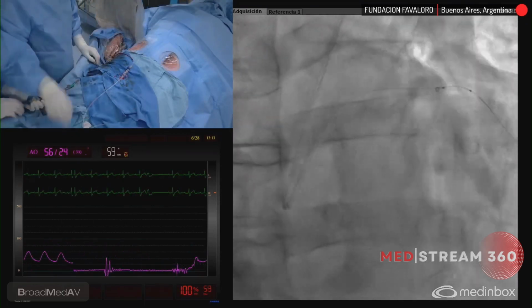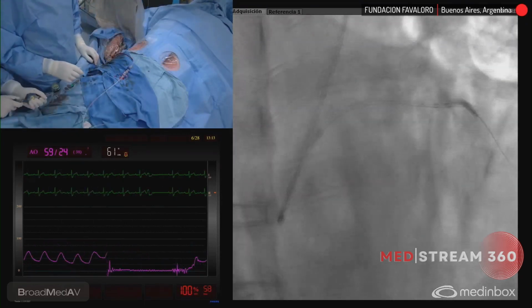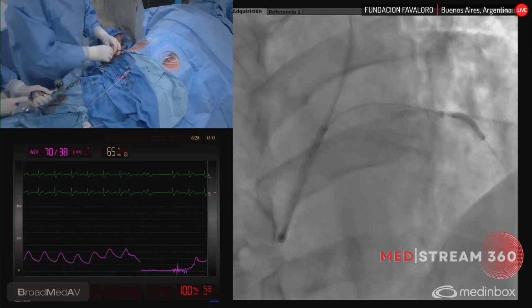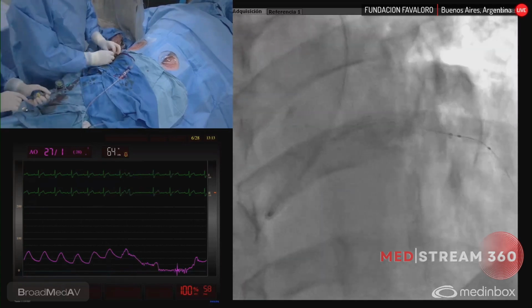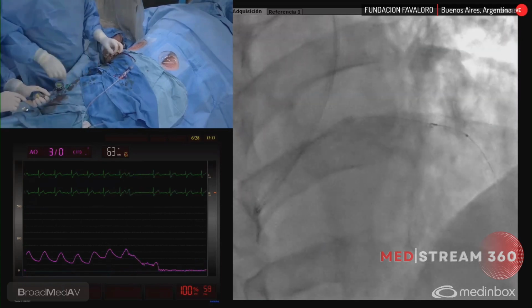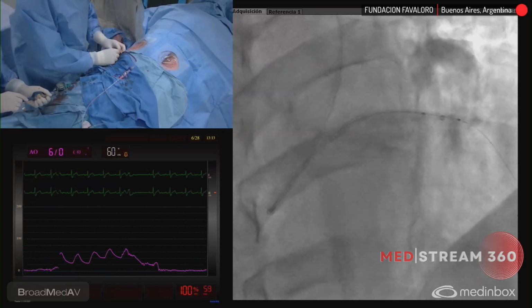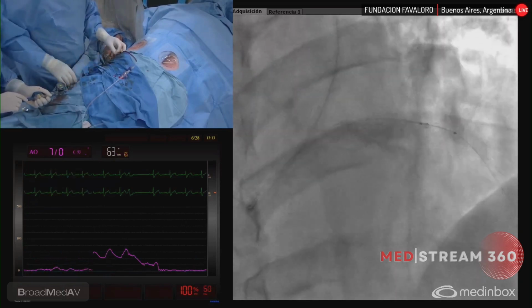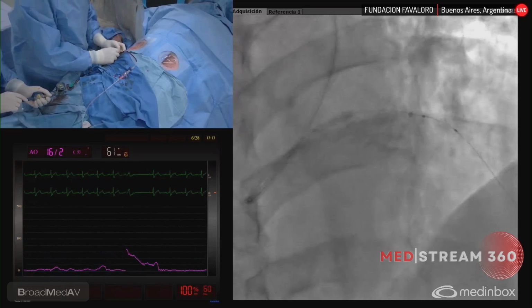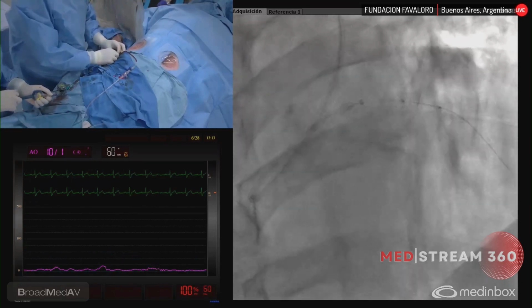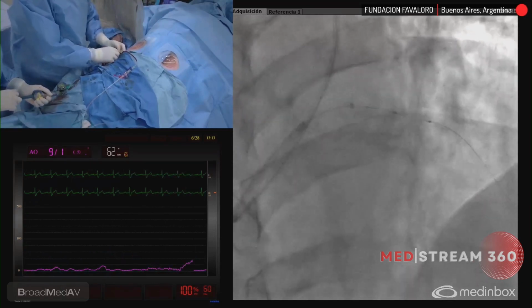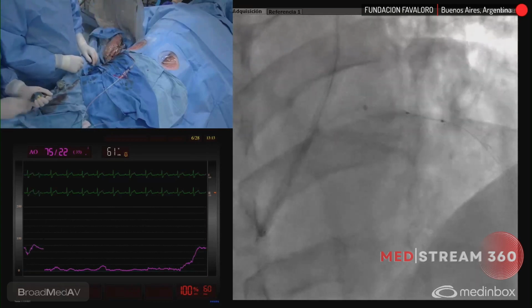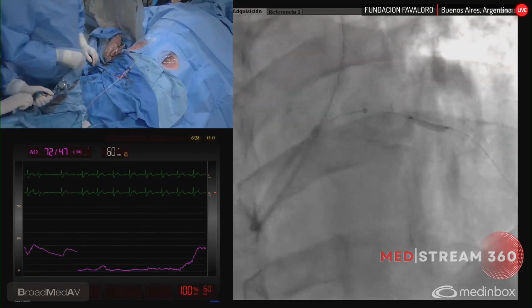Inflate, Carlos, let's go. Deflate. So the profile of the balloon was okay. And this is the maneuver we use to advance Godzilla when we had to go for a deep intubation. Okay, deflate.